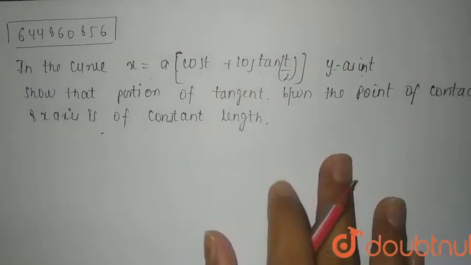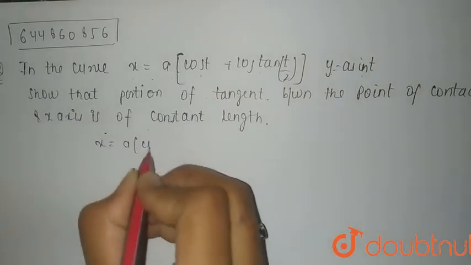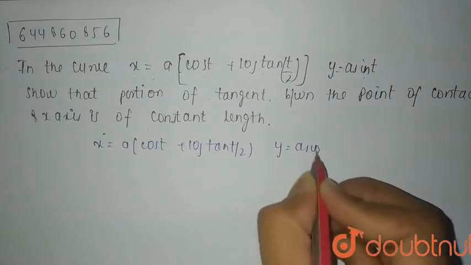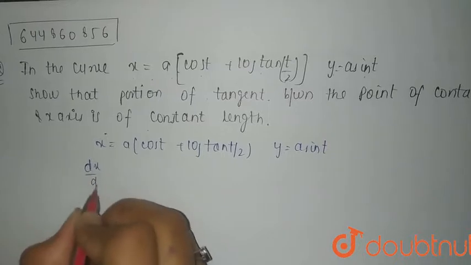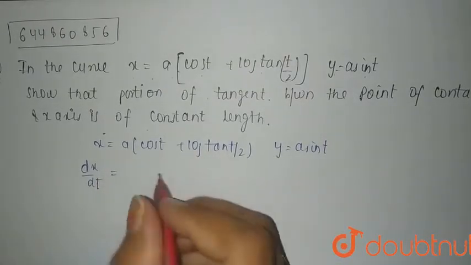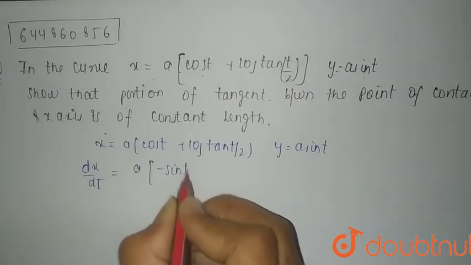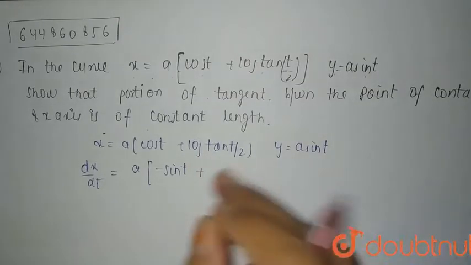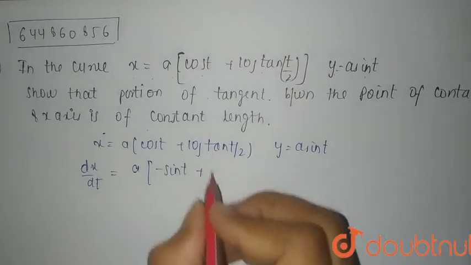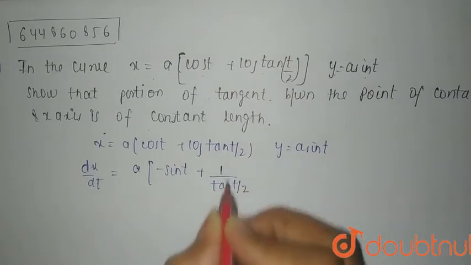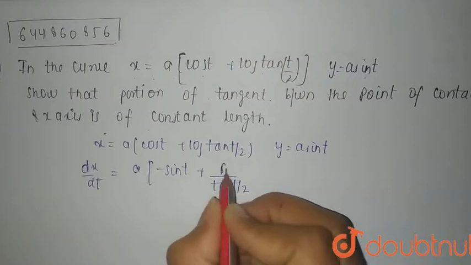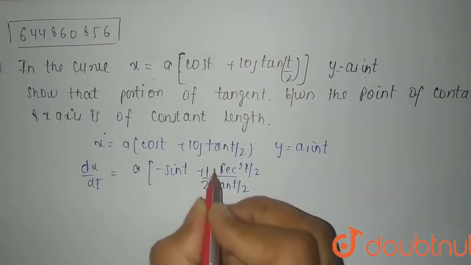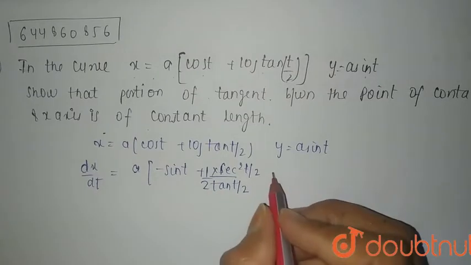And slope is what? dy/dx. So first of all, x is given as a(cos t + log tan(t/2)), and y is given as a sin t. So dx/dt is nothing but the differentiation of this with respect to t. The differentiation of a cos t is minus sin t. And for log tan(t/2), the differentiation of log x is 1 upon x, so it is 1 upon tan(t/2). And the differentiation of tan(t/2) is sec square(t/2), and the differentiation of t/2 is 1/2. So you can say that it is 1 into sec square(t/2) divided by 2 tan(t/2).